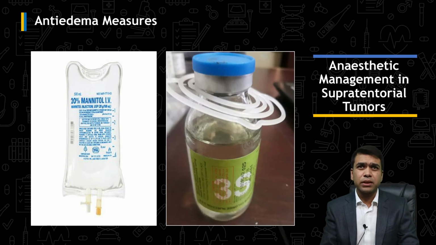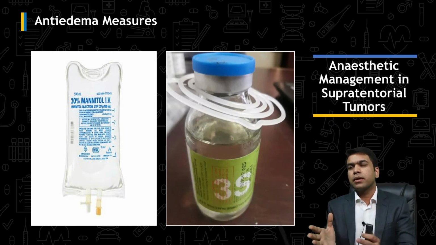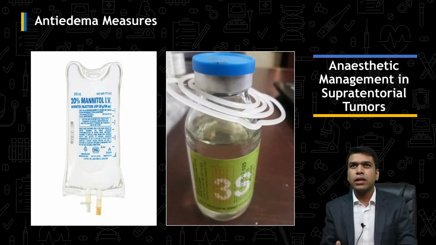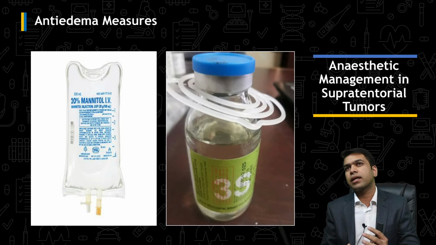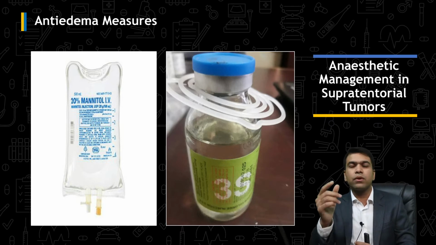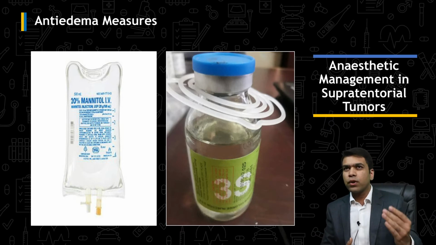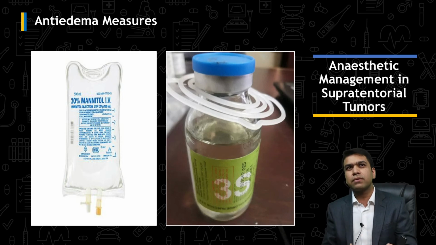Coming to antiedema measures, the 3% saline and mannitol are commonly used, and I would take a call based on the patient's condition. If the patient is hypovolemic and if I want to replace some volume as well, I will go for 3% saline. And if the volume status is fine and his renal function is fine, then maybe I would go for 20% mannitol.